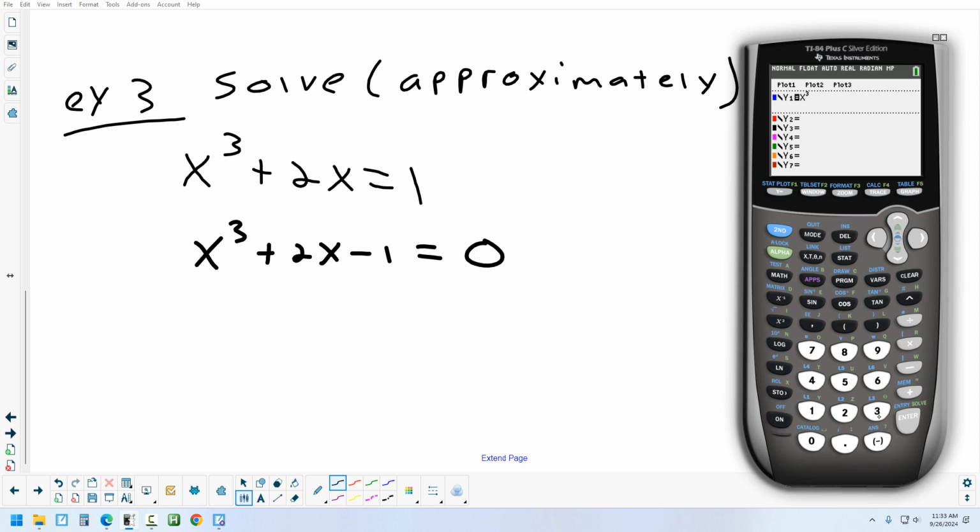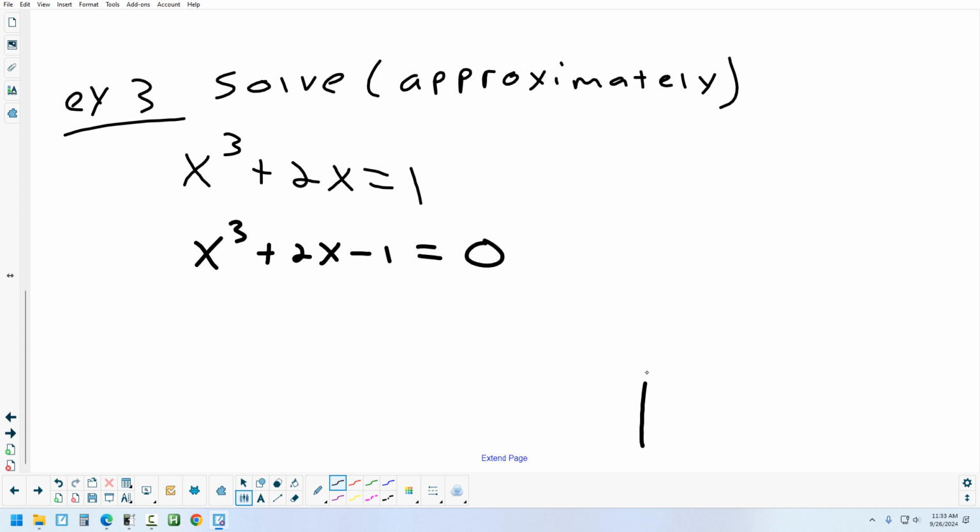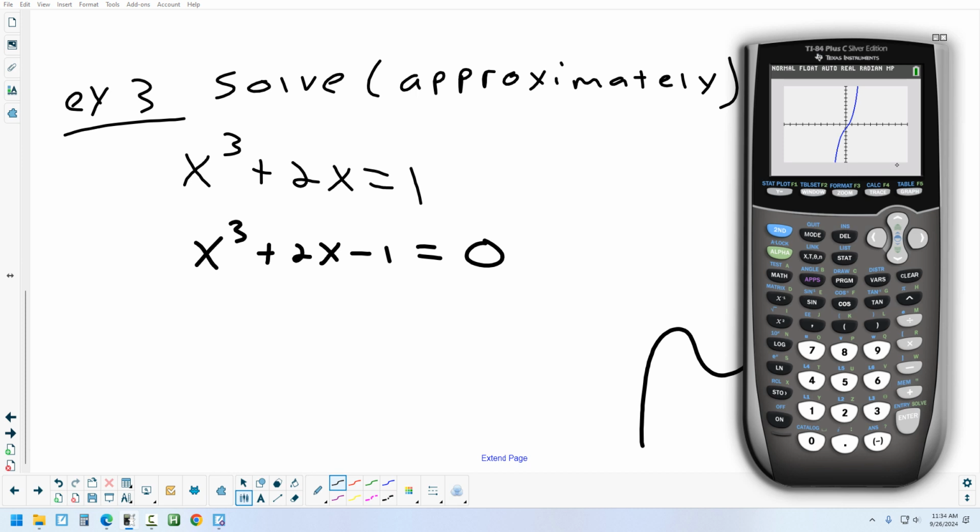We've got x cubed plus 2x minus 1. I'm going to do zoom 6. How many times does it look like that one crosses? Once. Yeah, it's just once. Cubics don't necessarily have to do a full turn like that and then turn again. They can kind of just start to take a turn and be like, nope, and then just keep going. So a cubic can look just like that. So in this particular case, it does only cross 1 time.